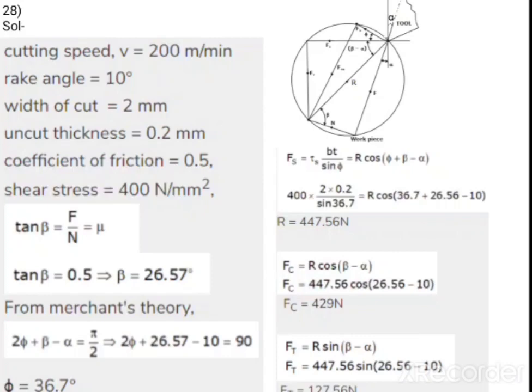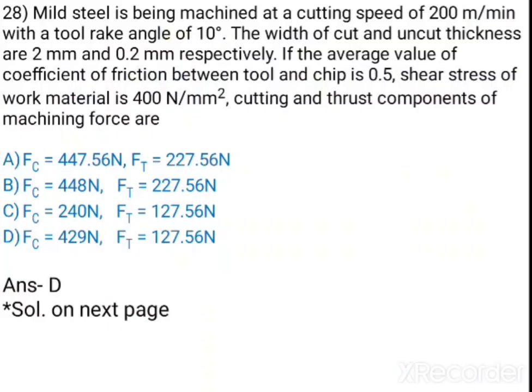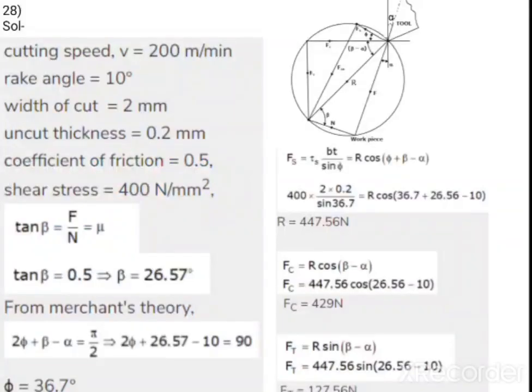And what is the answer? 429 and 127. That is option number D. Very good question. Formula based, or you can just draw the merchant circle here, and from that merchant circle you can easily find out the relationship. Otherwise you have to remember all the formulas.